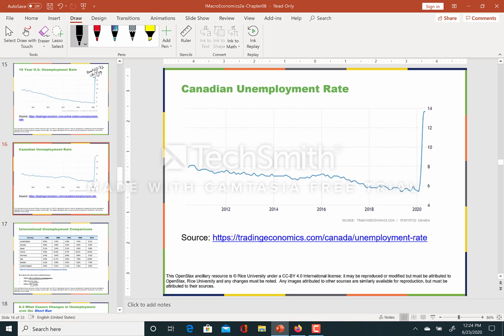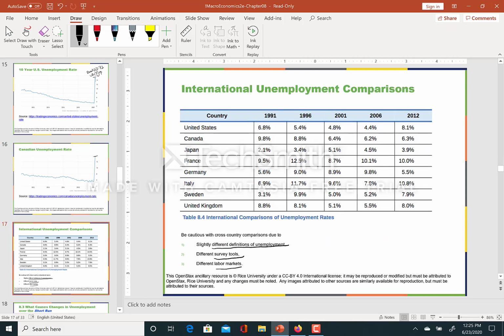I see the same pattern for the Canadian economy. The unemployment rate is up, similar to the US economy. I can also look at some international comparisons of unemployment rate. I can look at the US economy, the Canadian economy, the Japanese economy.